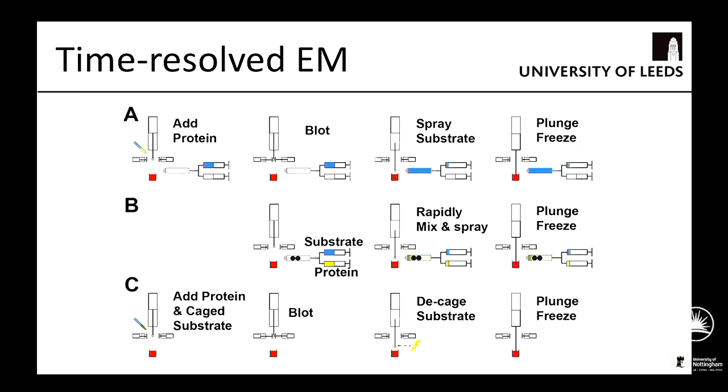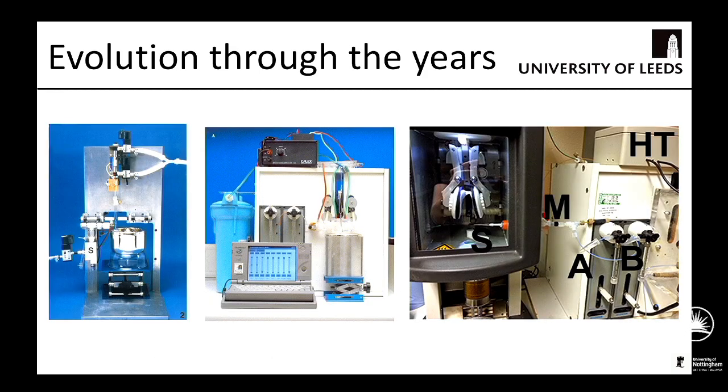And the third approach is to take a grid and add a caged substrate. So it might be a caged ATP, for example. You make the grid in a conventional way, and then you pass it through a light source that decages the compound, triggers a reaction, and then you plunge it in liquid ethane to stop the reaction. So at the outset of this project, we didn't really know which one was going to work best, so we thought we'd better make a machine that can, in principle, do all three, although at the moment we're focused primarily on A and B.